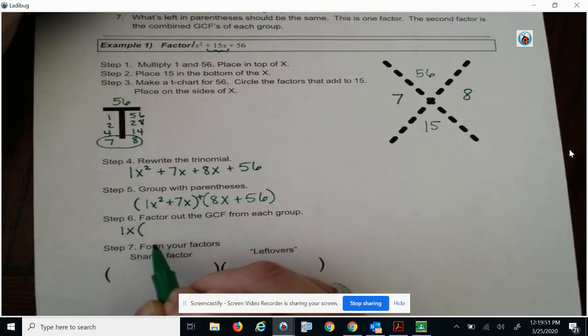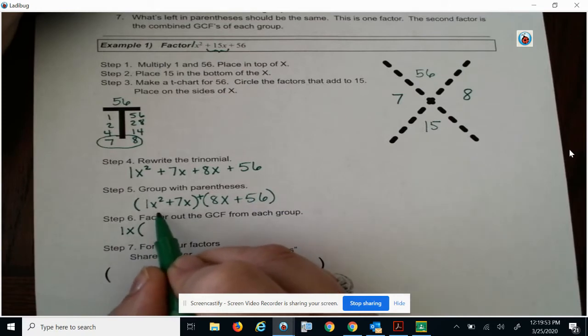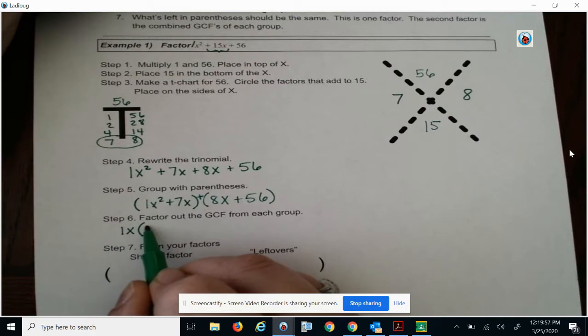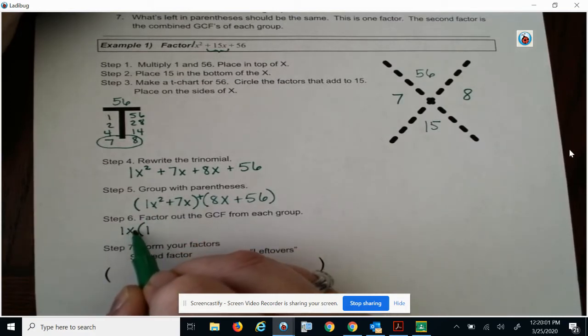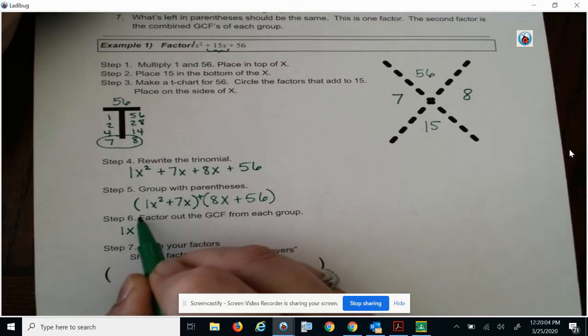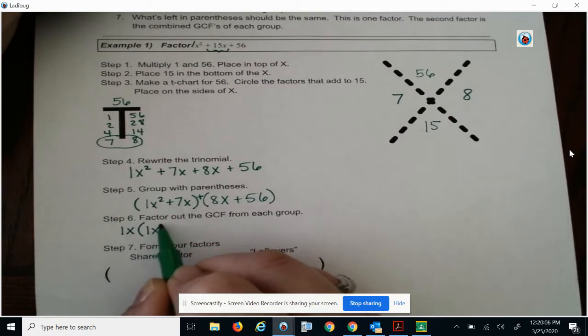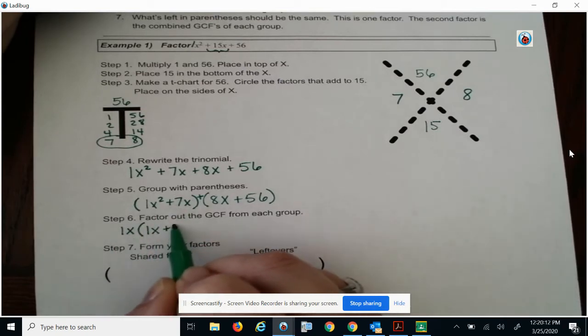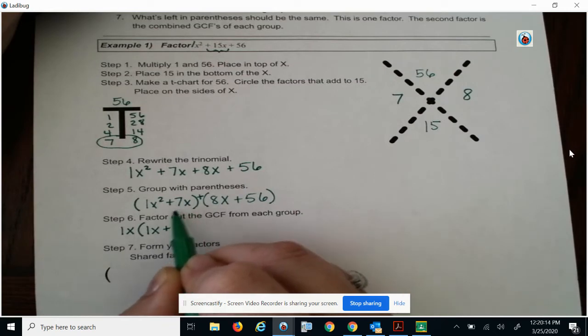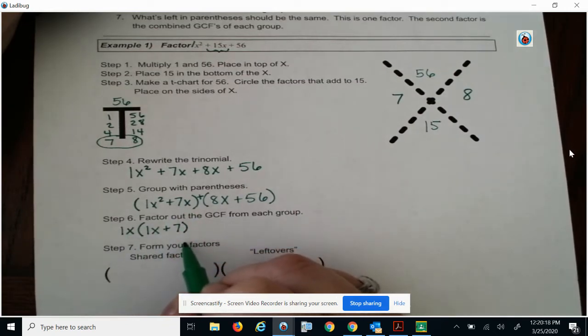Okay, now factor it out. I'm going to divide and get the leftovers, right? So 1 divided by 1 is 1. X squared divided by x, we're subtracting the exponents. 2 minus 1 is 1. The 1 is invisible up here. And then add 7 divided by 1 is 7. X divided by x cancels. We get a 0, which means it cancels, right? So then we have a plus.